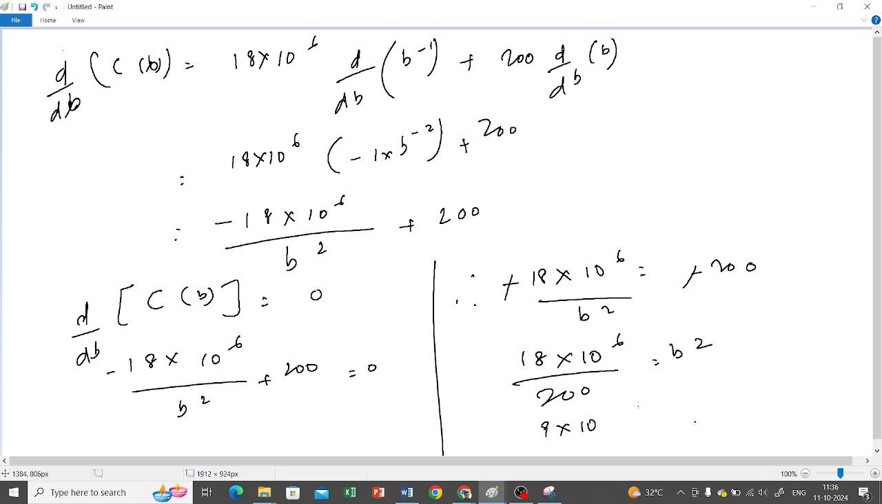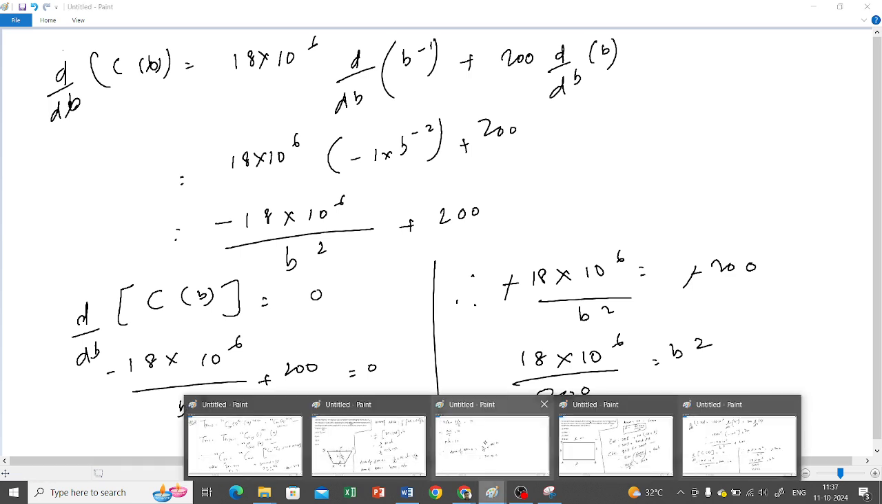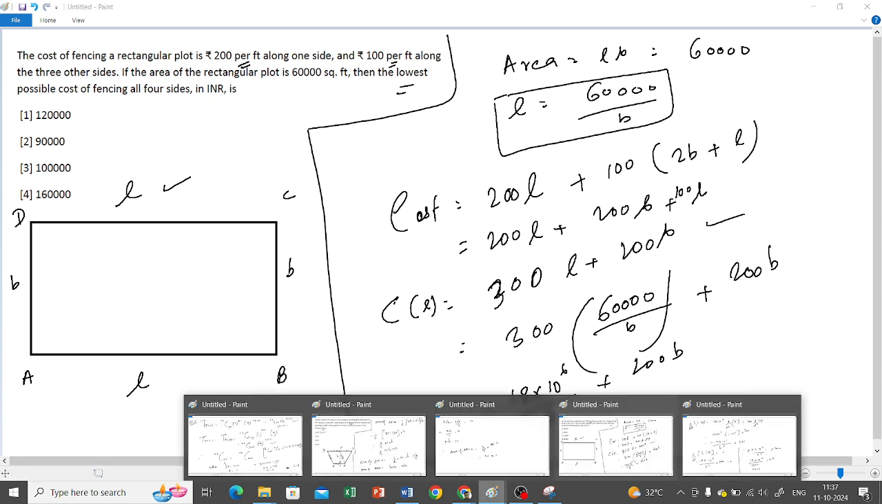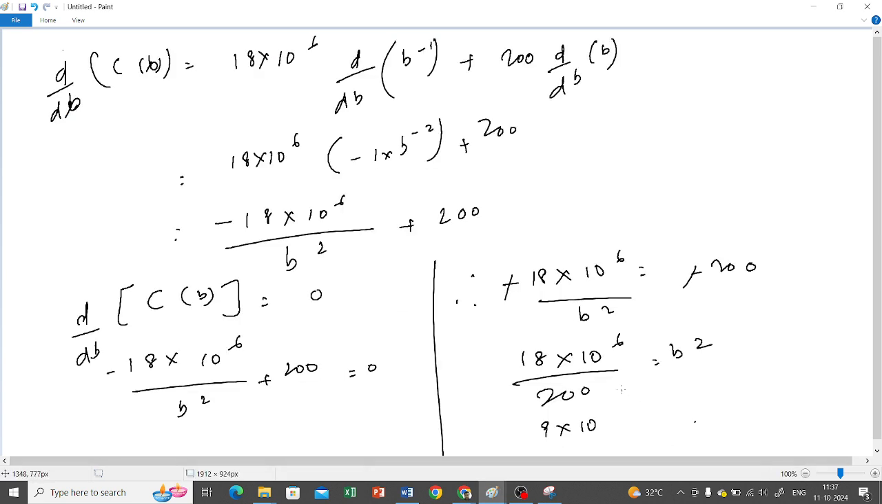I did the entire thing in terms of B. So you took L is equals to 60,000 by B. I did the reverse thing: B will equal 60,000 by L. Same thing will come, same answer will come. I actually did it in both the ways, and I saw the same answer coming up.